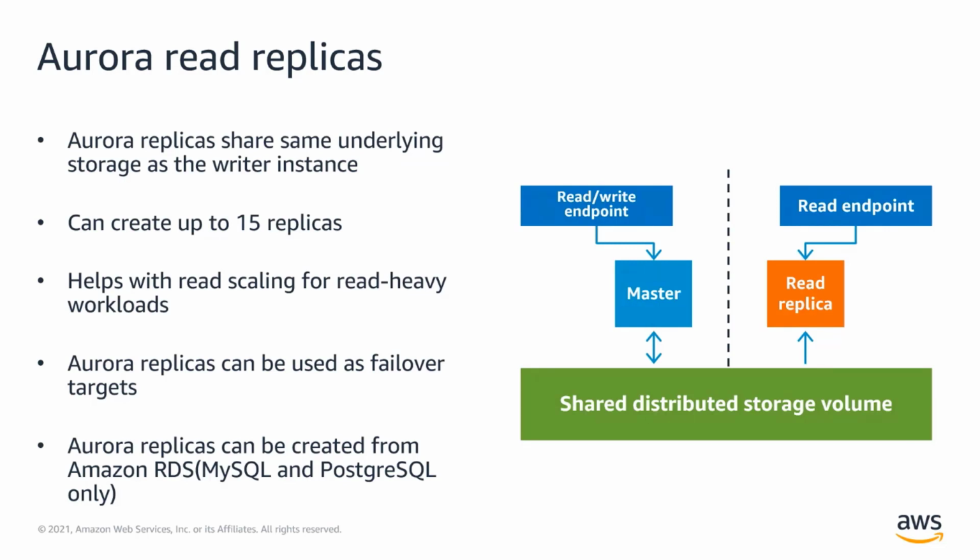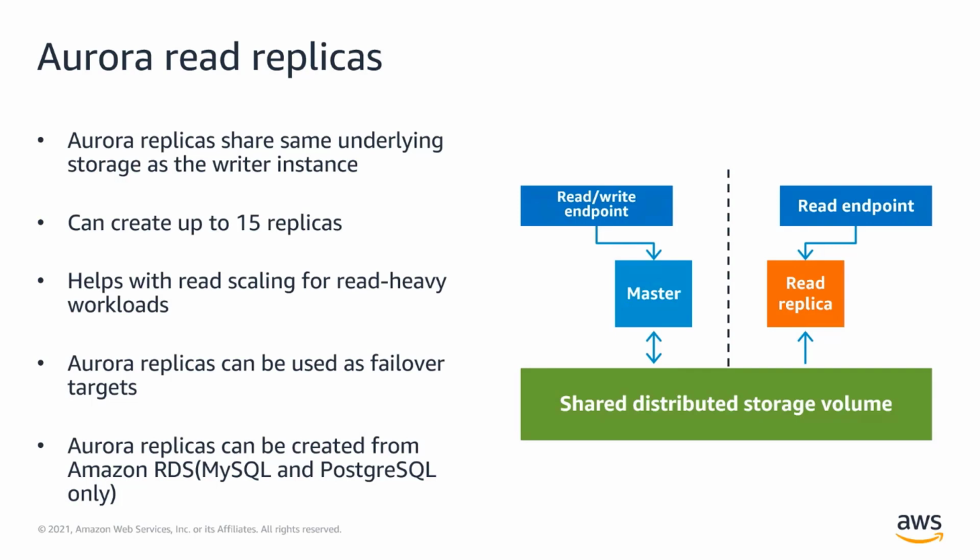With Aurora, you can create up to 15 reader instances, which is a very good use case for read-heavy workloads. Amazon Aurora includes some high availability features at the storage level by copying the data across multiple availability zones, but Aurora replicas help with increasing the availability further by reducing the failover times. So you can use the Aurora replicas as failover targets, which means if your primary instance fails, an Aurora replica is promoted to a primary instance.